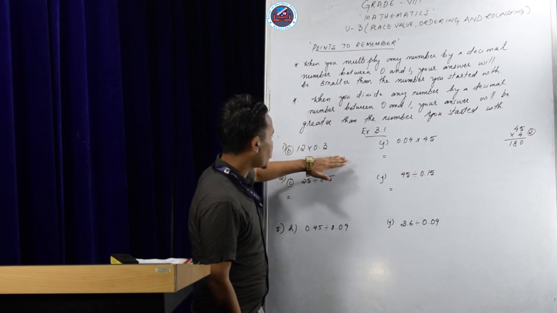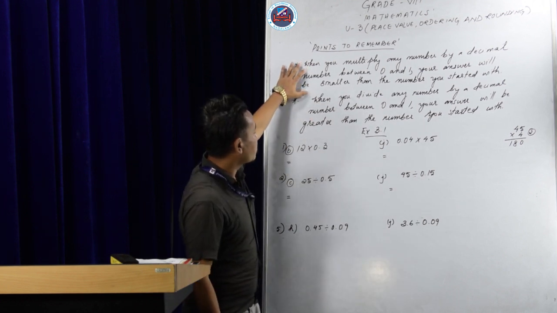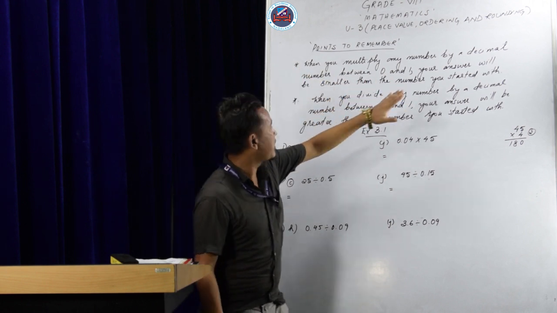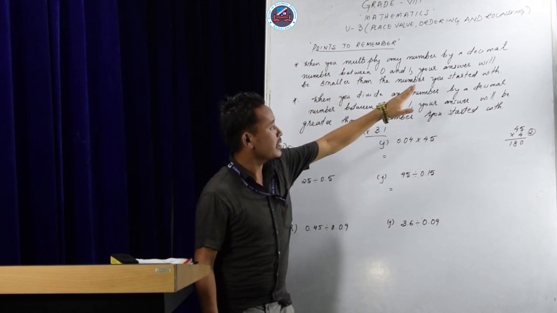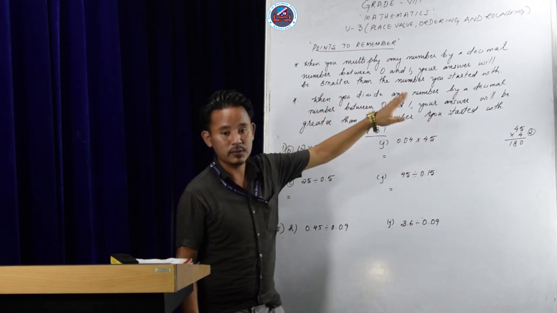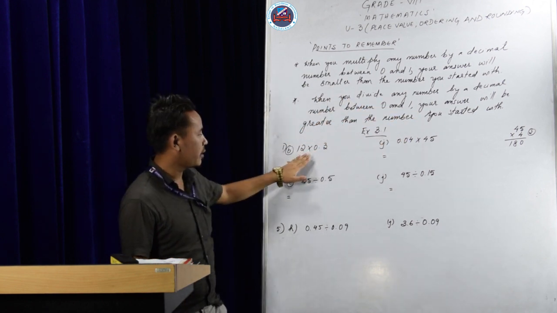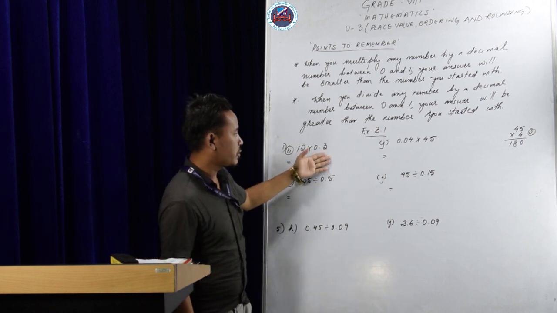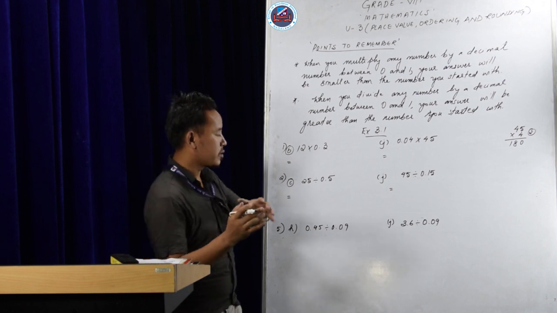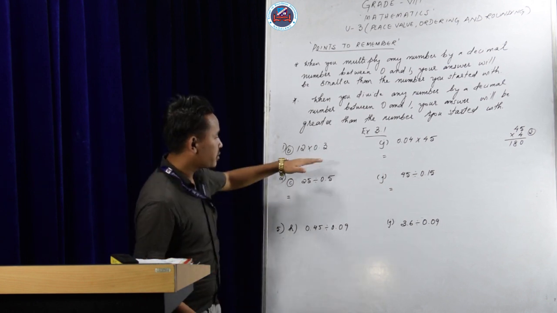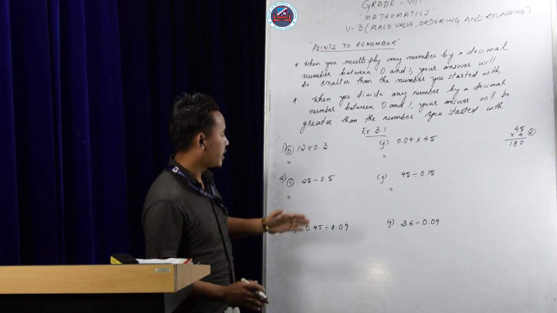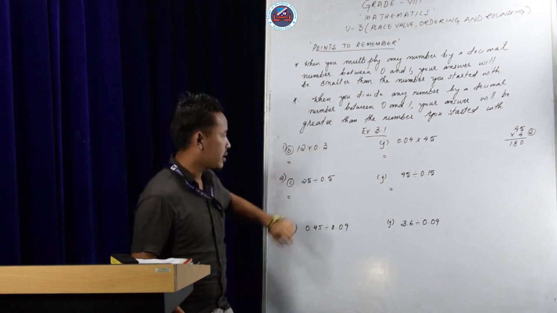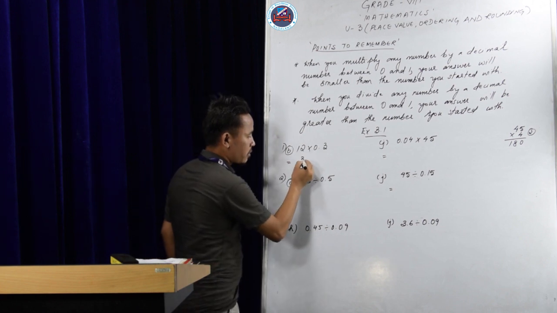Now when we do question number 1, let's rephrase the first point, which says when you multiply any number by a decimal number between 0 and 1, your answer will be smaller than the number you started with. Here we have 12 into 0.3. There are different ways that you can do it, but I would rather choose a short way. Let's ignore the point and focus more on the numbers. 12 times 3 gives us 36 here, right?